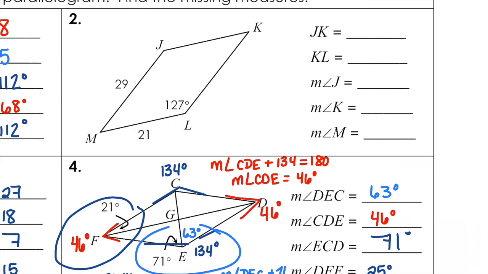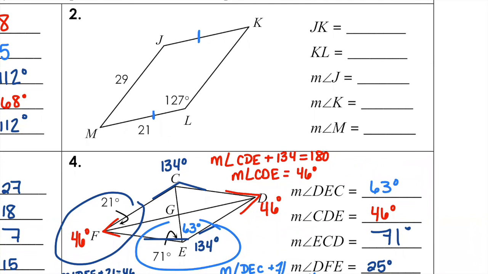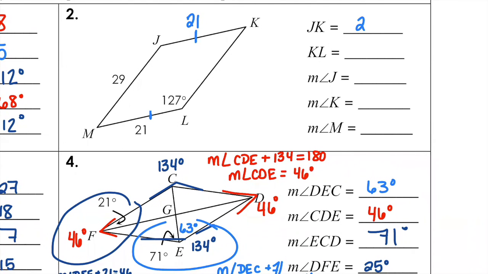Number 2, we're going to find the missing side measures using the properties of our parallelogram. For JK, what do we know about opposite sides in a parallelogram? Opposite sides are congruent. So if ML is 21, then JK is 21. How about KL? What do we know about opposite sides in a parallelogram? They are congruent. So if JM is 29, then KL is 29. It's not too bad at all. Parallelograms are pretty lit.